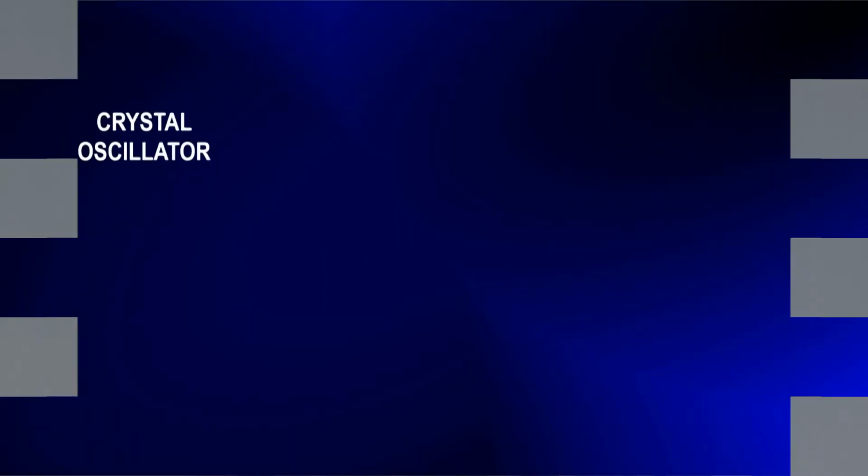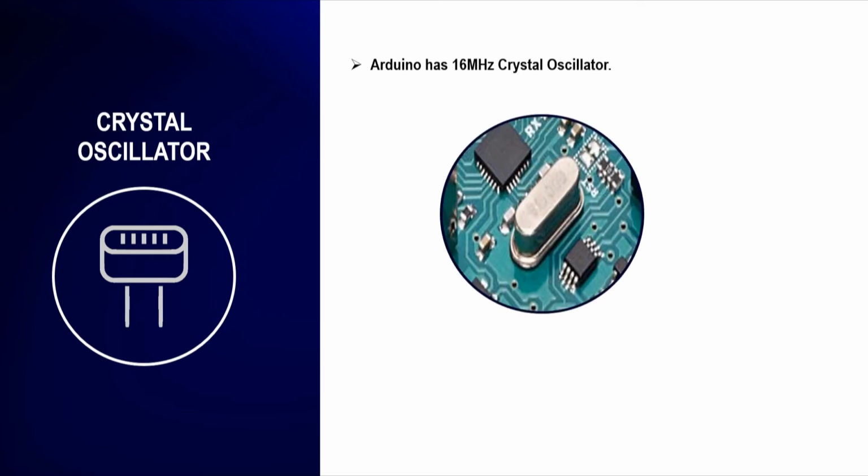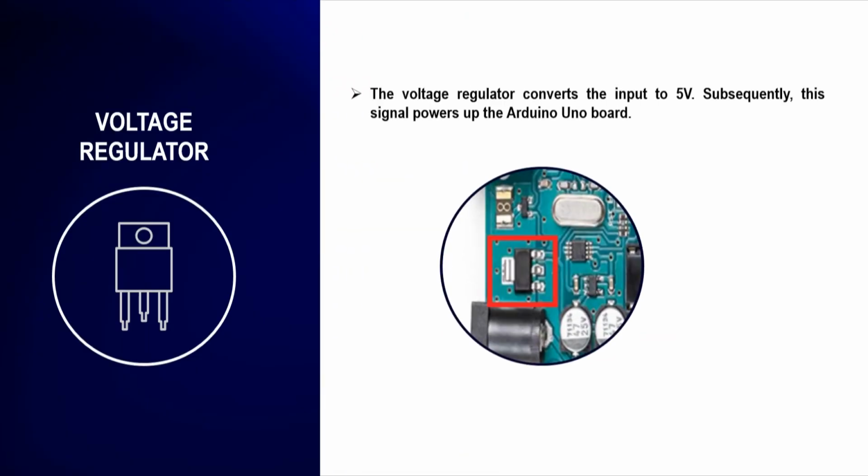Another part is the crystal oscillator, as shown in the boundary box. This is a 16 megahertz crystal oscillator, and it helps the microcontroller to calculate the time and synchronize all the internal operations. This is the voltage regulator that converts the input to 5 volt, as the Arduino board works at 5 volt, as I have told in the previous session. So, if you are supplying more volts to the Arduino board, the voltage regulator converts it into 5 volt. Subsequently, this signal powers up the Arduino board.